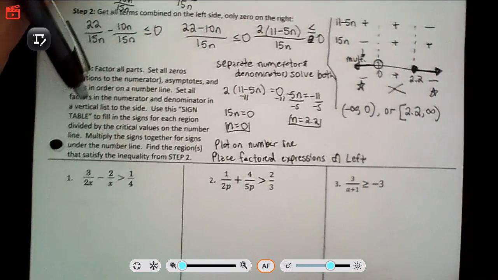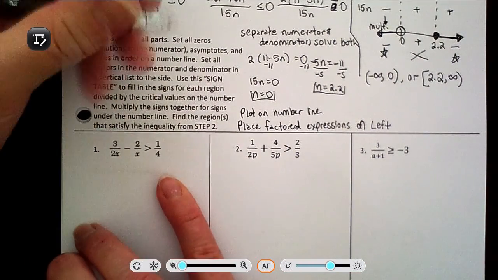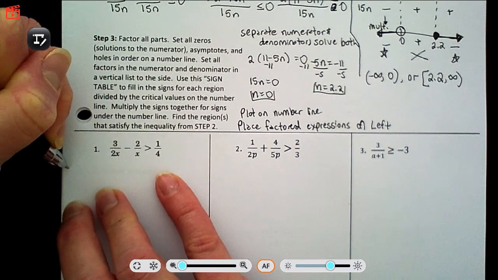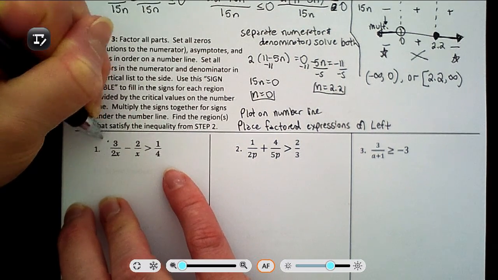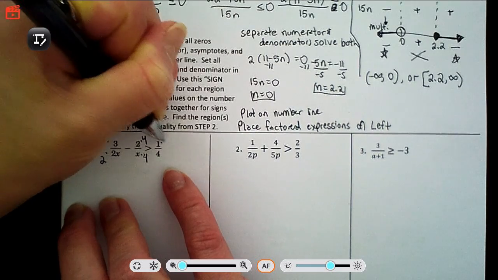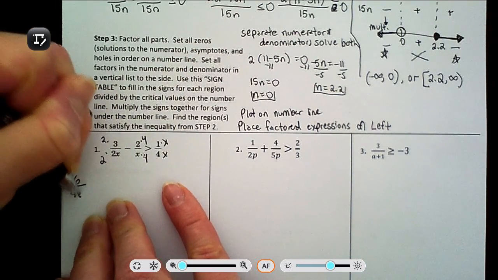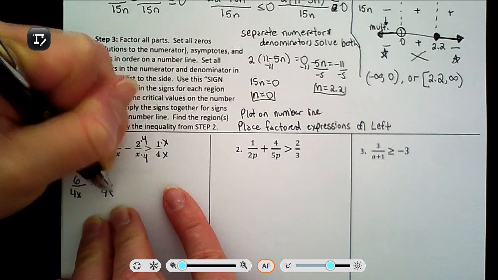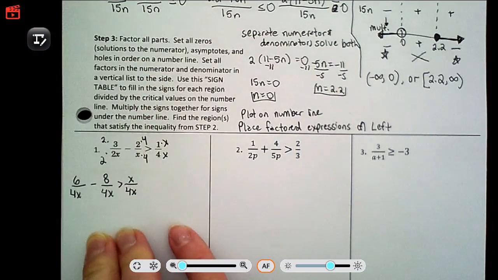Okay. Let's go down to number 1 below. Okay, and let's do the same thing again. We got common factors to start. So I think my common denominator is 4x. So I'm going to multiply the top and bottom by 4 and the top and bottom by x. 2 times 3 is 6 over 4x. 2 times 4 is 8 over 4x. Is greater than x over 4x.